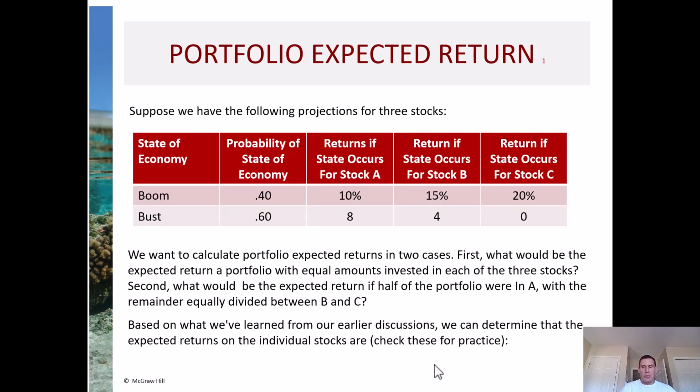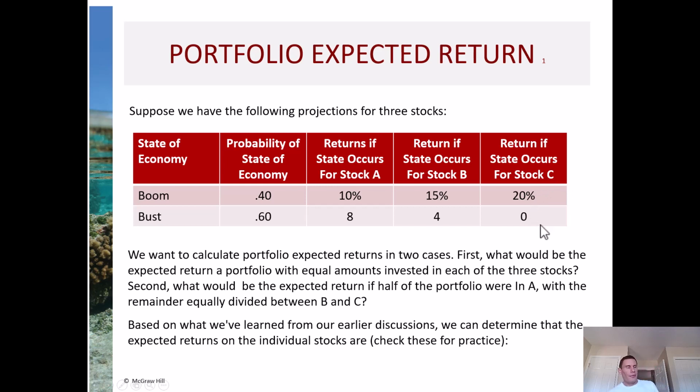So let's say we have the following projections for three stocks. We have the state of the economy, boom or bust. We have the probability, 0.4 or 0.6. Returns if state occurs for stock A, 10%, 8% for the bust. Return if state occurs for stock B, 15 and 4. And then the return if the state occurs for stock C is 20 and 0.